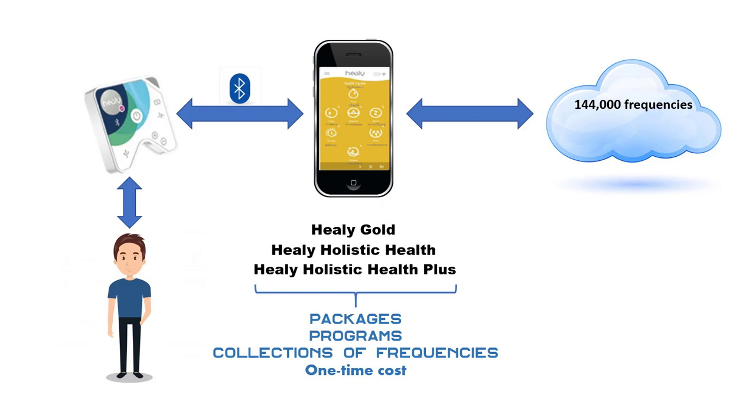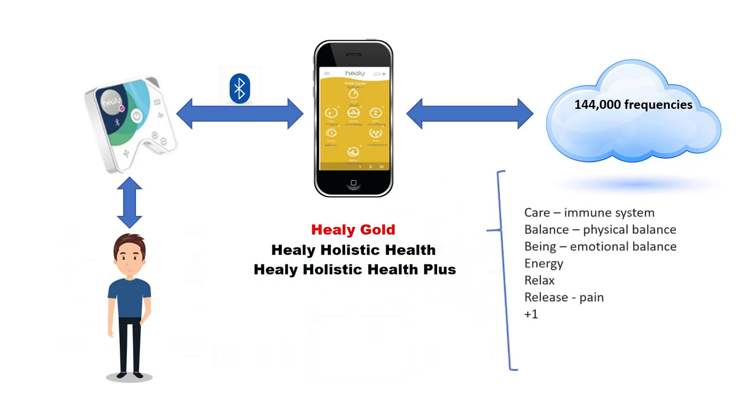There are three editions: the Healy Gold, the Holistic Health, and the Holistic Plus. And essentially these are packages of programs that are collections of frequencies. And there's a one-time cost associated with them. You buy them one time. The Healy Gold has the pages for care, which is the immune system, balance, which is for physical balance, being, which is for emotional balance, energy, which is for energy, obviously, and relax, for relaxation, release, which is for pain relief. And in addition, when you buy that, you get one additional program. It's up to you.